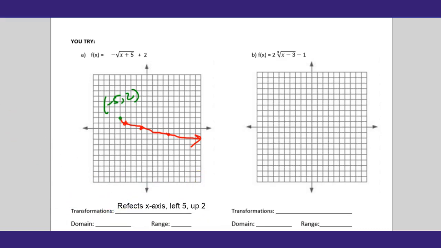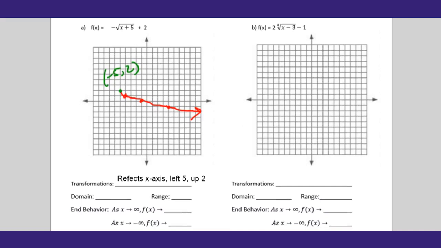Now, domain. There's our starting point, -5, 2. And from there, the x values just go to the right. So for the domain, we're going to define it as x is greater than or equal to -5. And for our range, starting at the y value, which is 2, the graph goes down, so the values decrease. So we say y is less than or equal to 2.